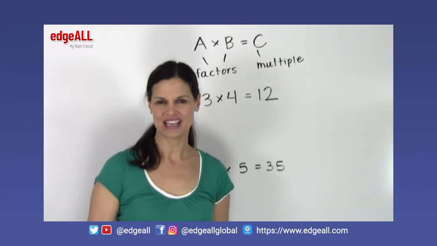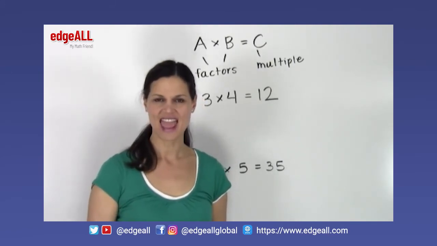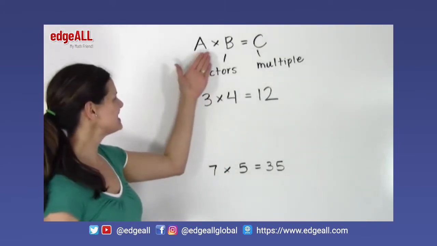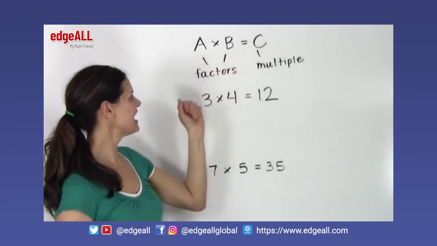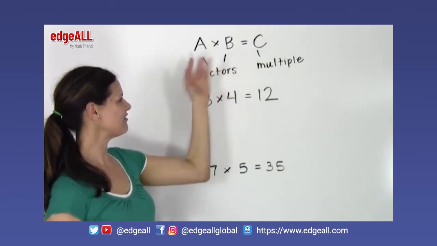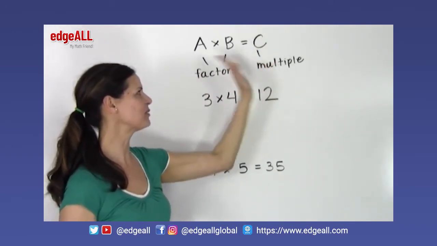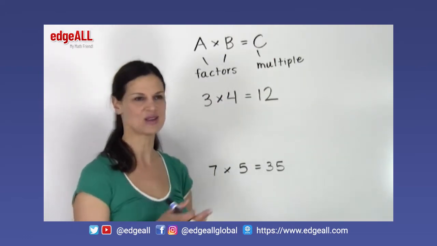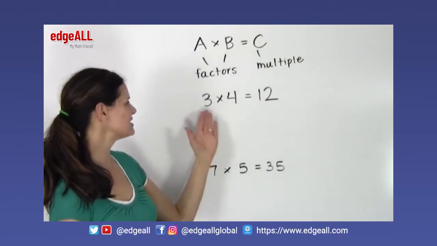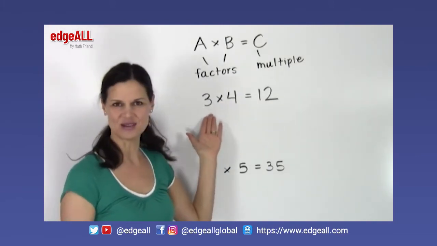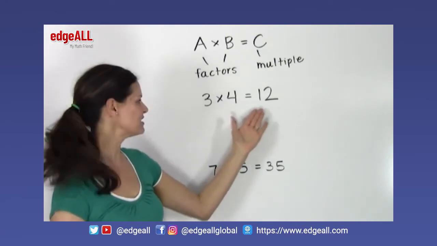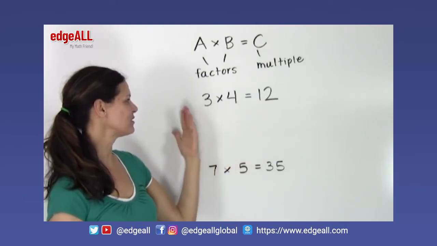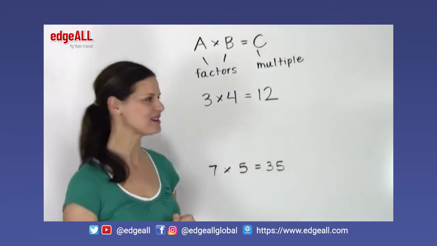Let's take another look at factors and multiples, and we'll look at them using some numbers as well. So we have our A times B equals C, and A and B are factors, and C, or our product, is what we call the multiple. So let's look at how these are used with some actual examples of numbers. This will look quite familiar to you. 3 times 4 equals 12. So 12 is equal to 3 times 4 is another way that we can read it.